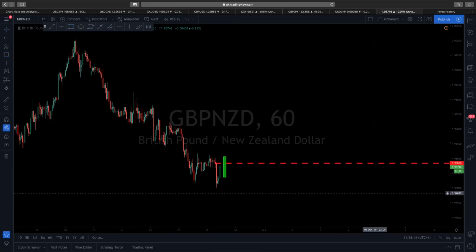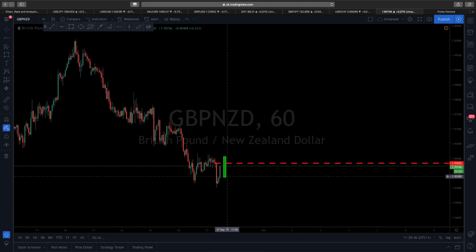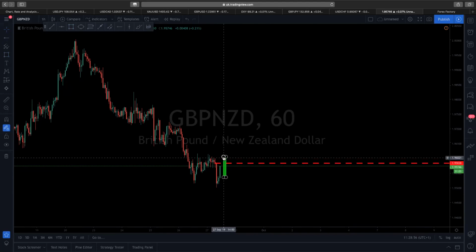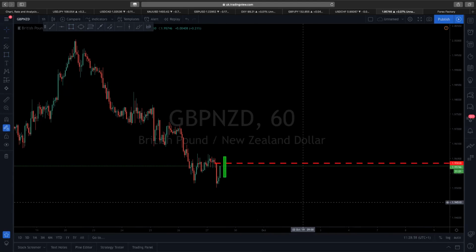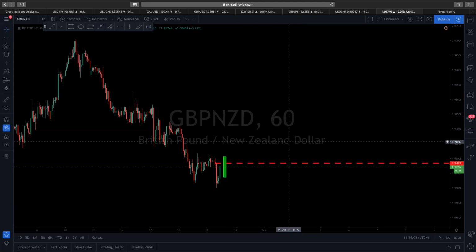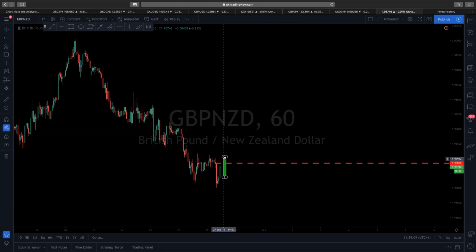All right. Okay, so this candle here, I want this candle to close above this place here. So you see, you have to wait. You don't just jump into trades. You have to wait for this candle to close above this point here. Okay, now this is what is happening right now on GBP NZD. So we just have to wait for this candle to close above here.